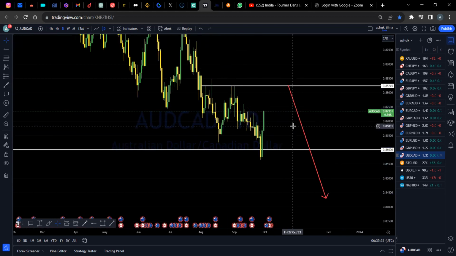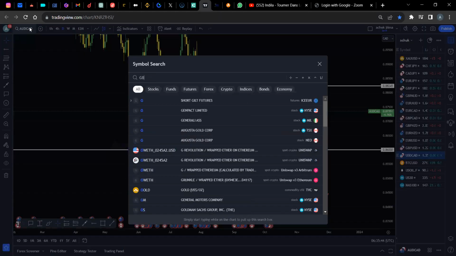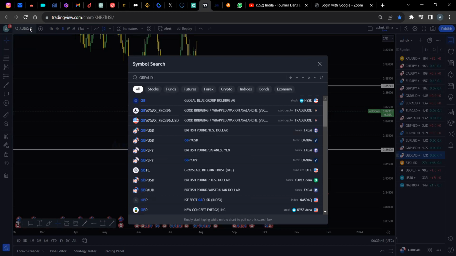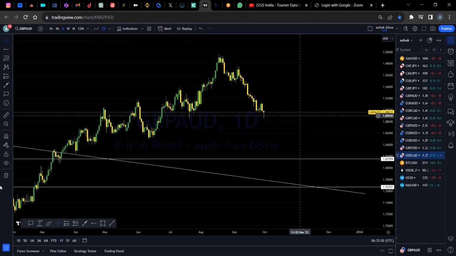So this is what we have on the EURCAD, knowing that the CAD is strong on the bigger picture. So we're just having some pullbacks. We can look at another pair, which is GBPAUD, just a few pairs which are actually looking very good and attractive to be traded.